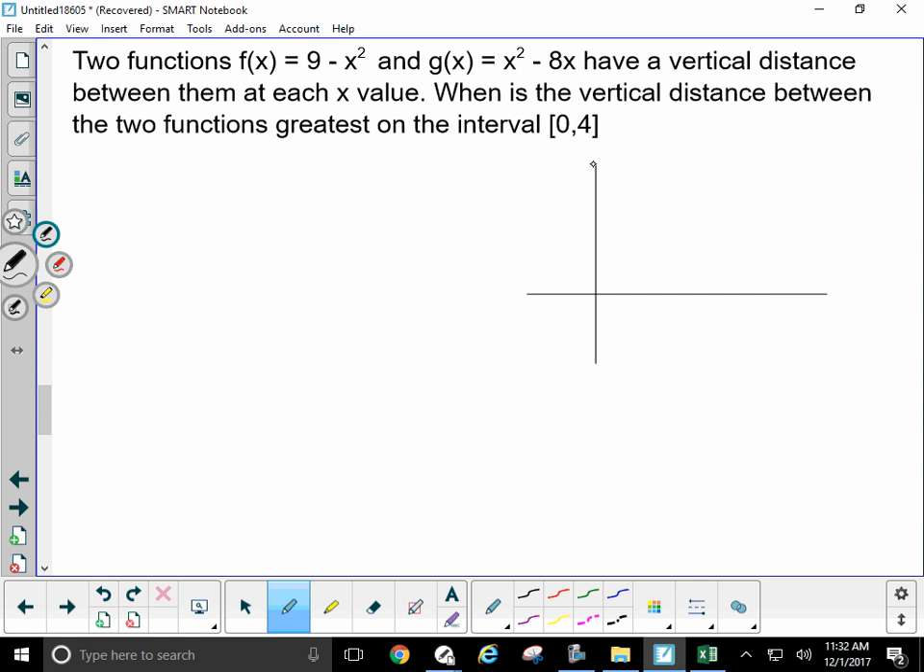All right, so let's sketch what's going on. That way we have a better understanding of things. If I plug in 4, I get 16. 9 minus x squared is going to look like that. And then x squared minus 8x is going to have x-intercepts at 0 and 8. So they're probably going to look like this, where this is my top function f, and this ends up being a bottom function g. We are told that at every x value, there is a vertical distance between the two.